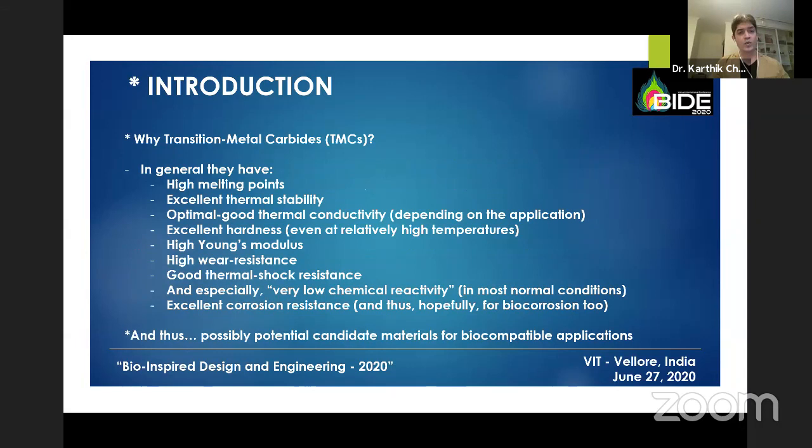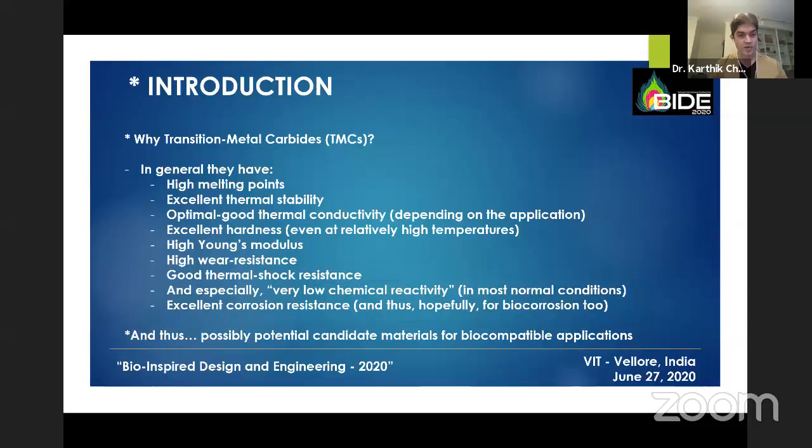Now, why transition metal carbides? Let's look at some of the interesting properties of these carbides that they already have from the very beginning. High melting points, excellent thermal stabilities, optimal to good thermal conductivities depending on the intended applications, excellent hardness, also at relatively high temperatures, high Young's modulus, high wear resistance, good thermal shock resistance. These are some of the mechanical properties. Suppose you are trying to look at some titanium alloy or similar alloy which you need to use as an implant material to replace a bone, for example in your hand or leg, then it needs to have similar mechanical and related properties.